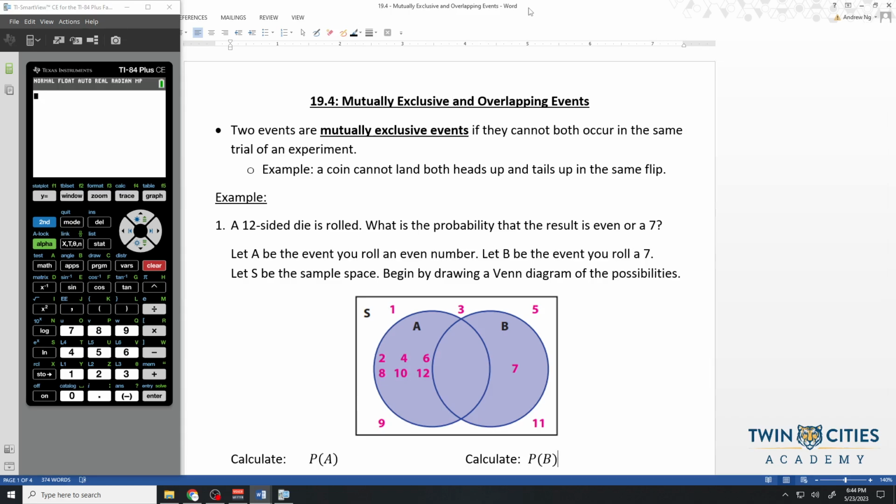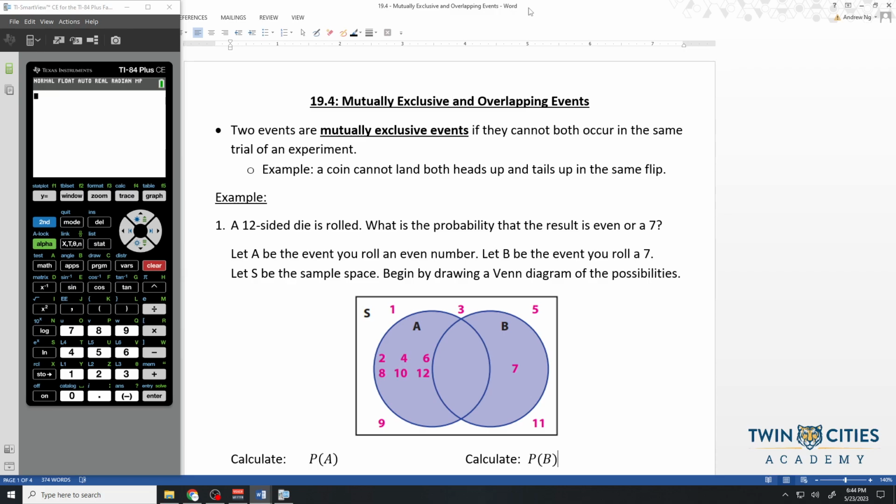In this section, we're going to talk about mutually exclusive and overlapping events. Two events are mutually exclusive events if they cannot both occur in the same trial of an experiment. For example, if you flip a coin, it could land heads up or it could land tails up, but not both at the same time. So in order to get both results, you'd have to do multiple experiments, or in this case, multiple flips.